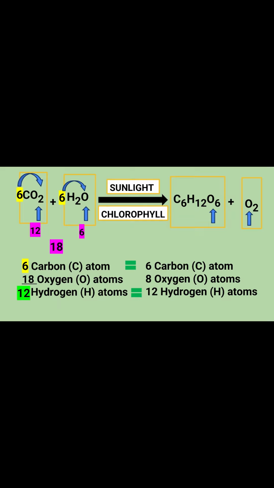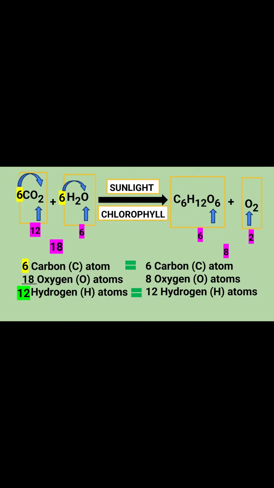On the product side, there are currently 6 oxygen atoms in the glucose molecule, plus 2 oxygen atoms in the oxygen molecule, giving a total of 8 oxygen atoms on the product side of the equation.